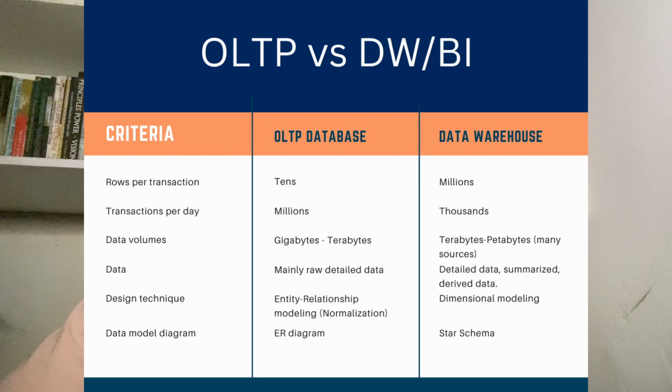And the design technique of OLTP databases is usually done using ER modeling and normalization, usually your third normal form, your entity relationship modeling. And then for your data warehouse, it refers to dimensional modeling. In other words, data is modeled in your data warehouse using dimensional modeling oftentimes, which is your star schema. There are other modeling methods in data warehouse like one big table, data vault, and the rest, but usually it's dimensional modeling. And the diagram for your database data model is your ER diagram, and for your data warehouse, it's your star schema.